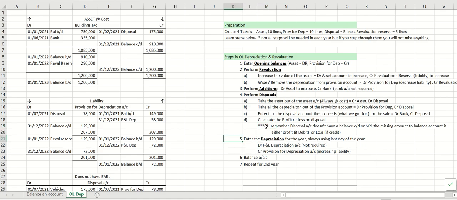Step 5, people forget it all the time. Enter the depreciation for the year. So by remembering that you have to follow your steps, you won't forget it. It's a very easy one, but people do forget it because they're so caught up in doing the revaluation or the disposal that they forget this easy bit. Okay, the depreciation for the year goes in on the credit side. That's us doing it there in year 1, and that's us doing it there in year 2. Goes into the credit side of the depreciation account every single time.